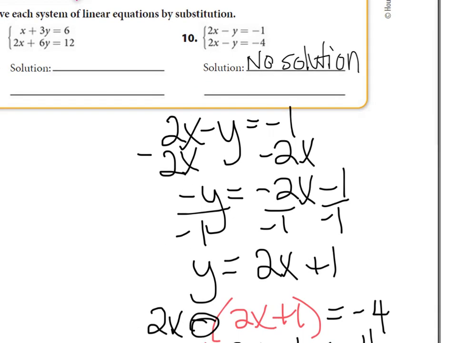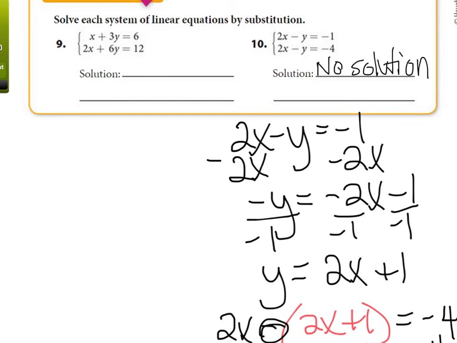So now go ahead, work on number 9, check with your neighbors as you go along, and then unpause this when you're ready to check your answers at the end.